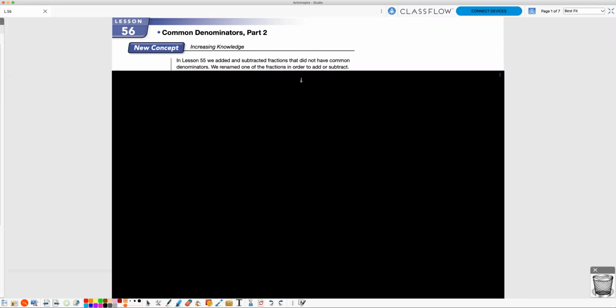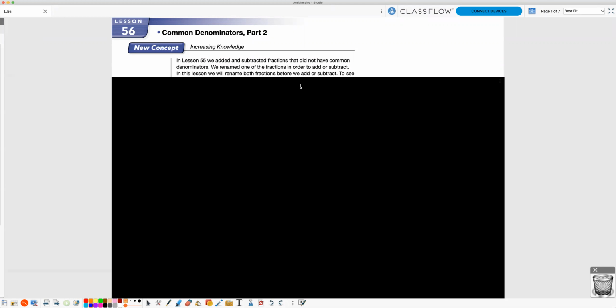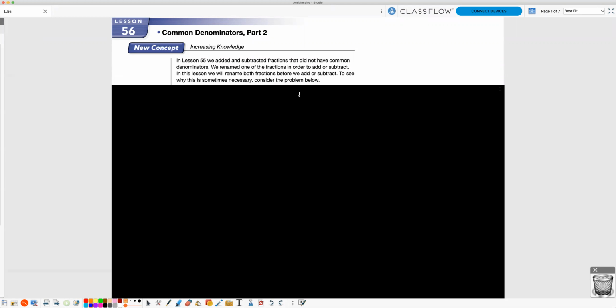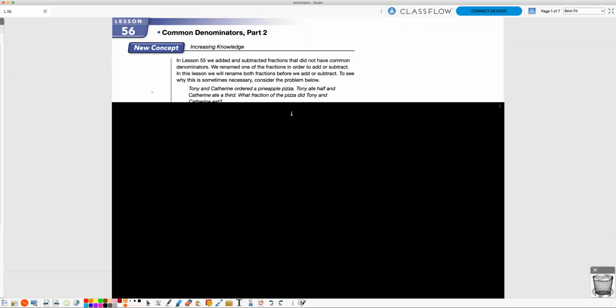We renamed one of the fractions in order to add or subtract. In this lesson, we'll rename both fractions before we add or subtract. To see why this is sometimes necessary, consider the problem below.